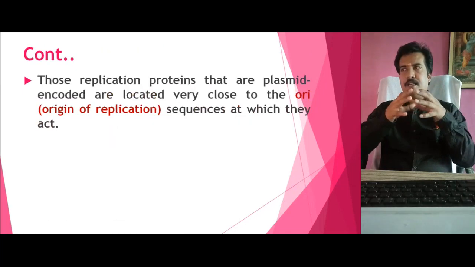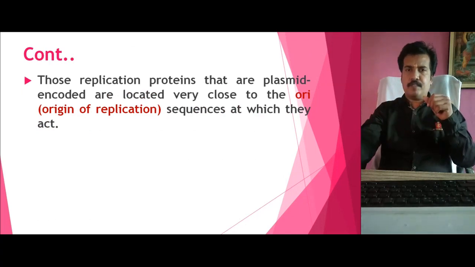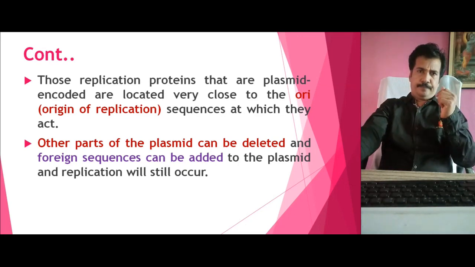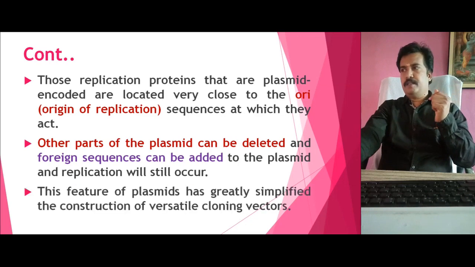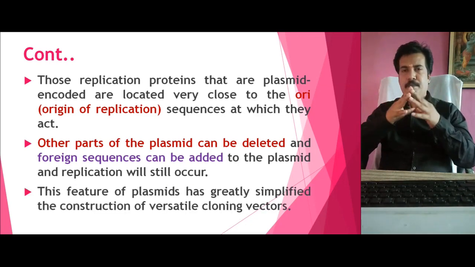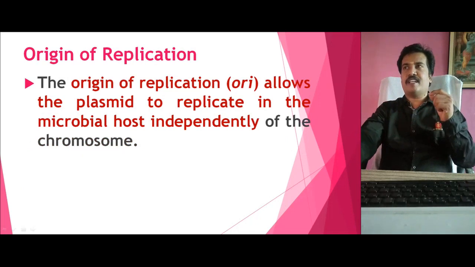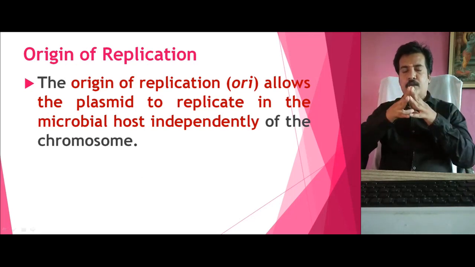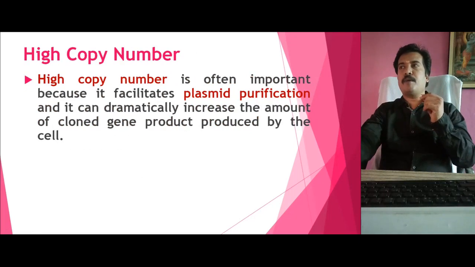And the third one is that, apart from the origin of replication, the other sequences present in the DNA can be easily replaced or integrated with foreign sequence without affecting the replication process of this bacterial plasmid. So this feature of the plasmid makes it versatile to construct as a vector. The origin of replication helps the plasmid replicate independently of the chromosome. Apart from this, the ORI sequence also helps to produce maximum copy number.